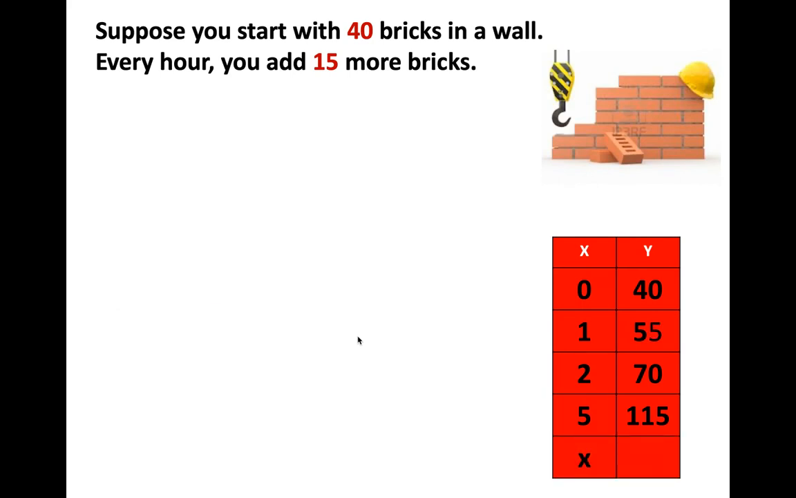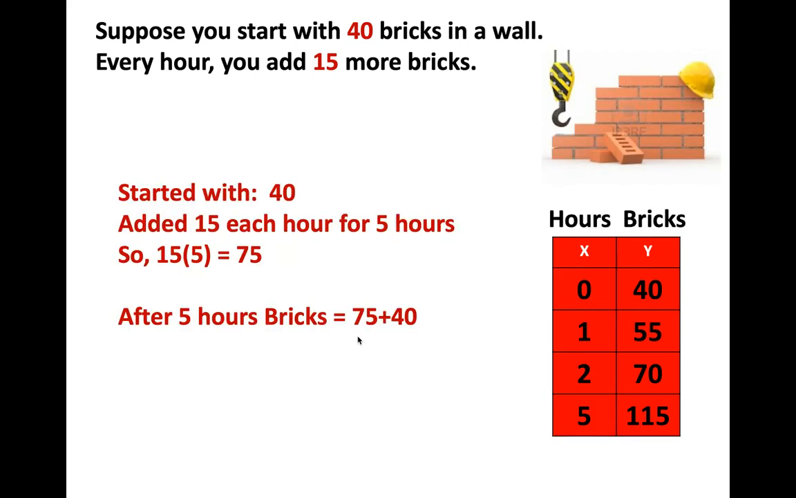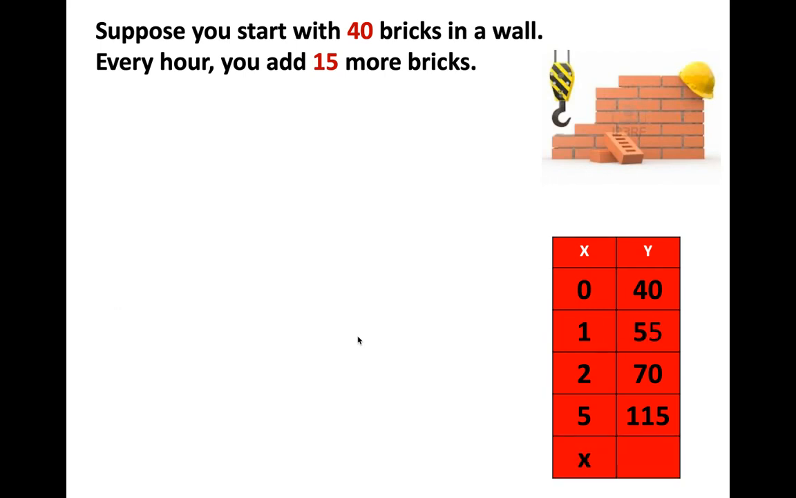Okay, so what if it was X? What if the hours was X? Now what? Well, when we go back and look, we took X and we multiplied it by 15 because it's the number of hours, right? So it's 15 every hour. So 15 times 5 in this case. Well, when hours becomes X, we're going to do the same thing. It's going to be 15.